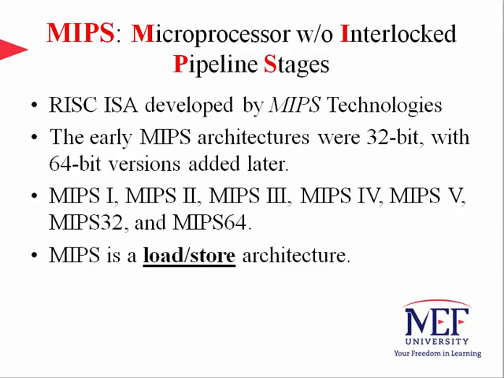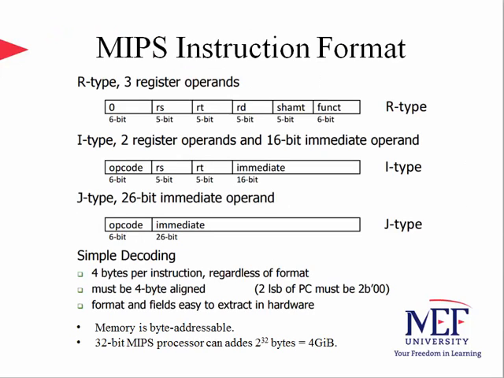MIPS is a load store architecture, as we have spent a couple of minutes discussing before. Here is the instruction format for MIPS. There are three basic formats: the register type, immediate type, and jump type. Since it's a fixed size and uniform ISA, it's simple to decode. And the code size is fixed to be 4 bytes per instruction. The memory, on the other hand, must be 4 bytes aligned.